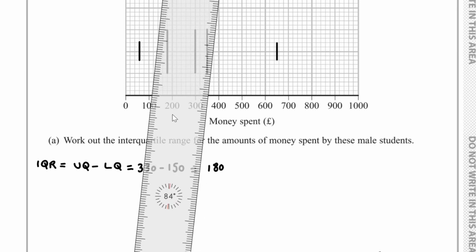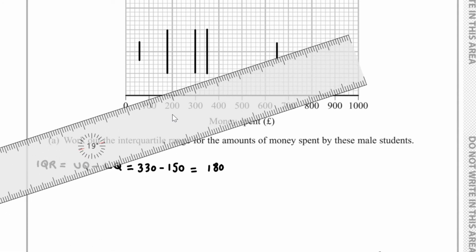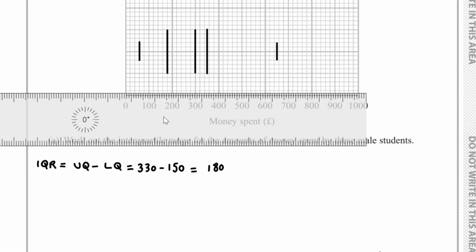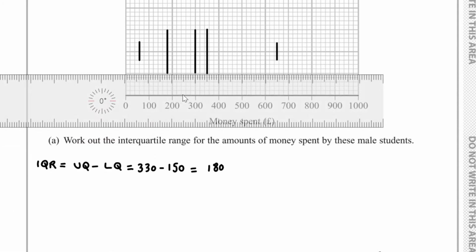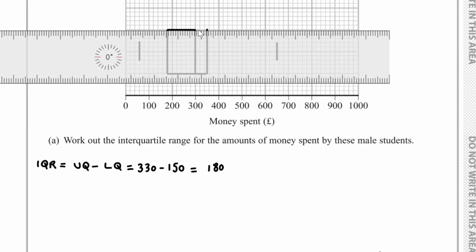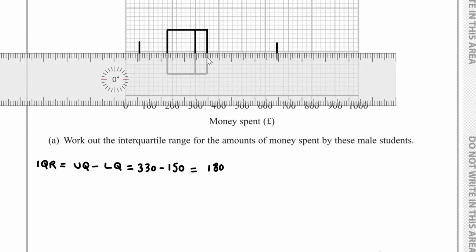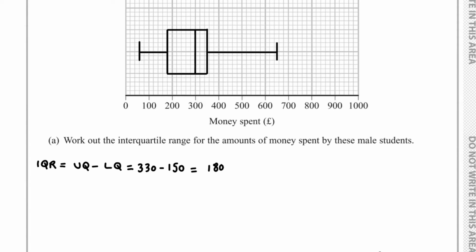So now we need to join all these up. If we join all of these up, first of all, we've got these points here. And then we've got these points here. And then we've got these points here. And these points here. So here is our box plot.